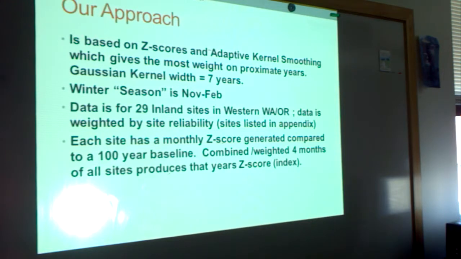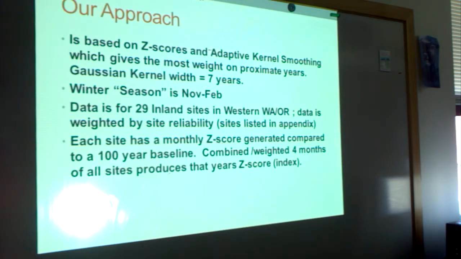We form a z-score, the number of standard deviations above or below the mean a particular site has relative to a baseline of 100 years. We employ adaptive kernel smoothing. This is significantly better than standard moving average or boxcar smoothing. It weights the most proximate years. We use a Gaussian filter for our kernel with a width of 7 years. We have good data for 29 inland sites in western Washington and Oregon, and we weight the data somewhat by reliability. Each site has a monthly z-score generated compared to a 100-year baseline. And then the combined weighted 4 months of all sites produces that year's z-score index.